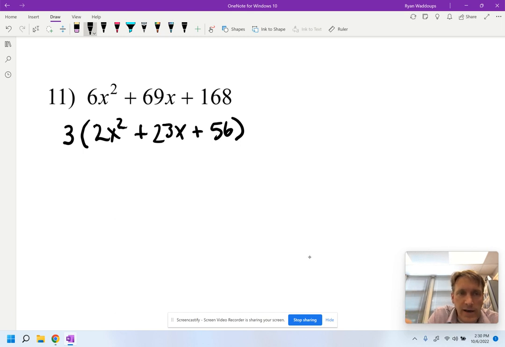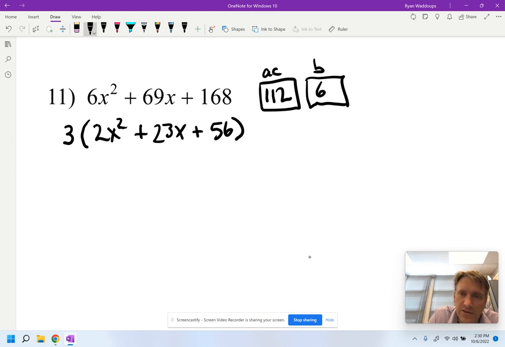Then I say, what is the AC value? A times C is 2 times 56, or 112. And B is 69. Sorry, no, it's not 69. Don't want to confuse the original. B is 23. So I'm looking for numbers that multiply to 112 that add to 23.